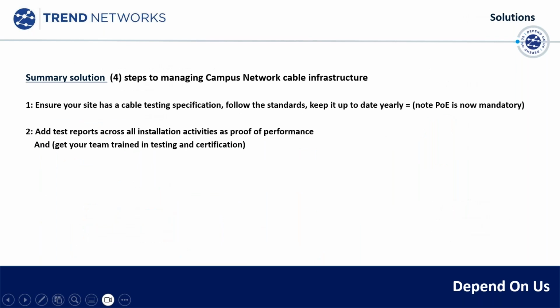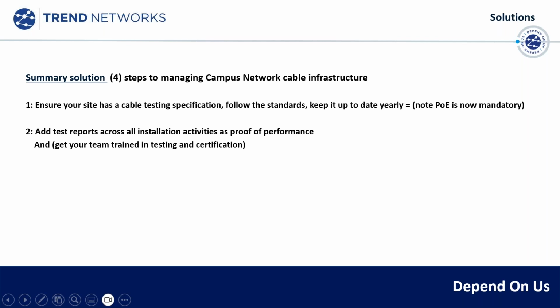So the summary, the 4 steps we looked at today: when managing large or campus network infrastructure, always ensure your site has a cable testing specification. We understand that teams will be operating differently because there's a cabling team or a network team. Make sure they follow the standards. Keep it up to date yearly, and note PoE is pretty much mandatory in some countries or becoming mandatory.